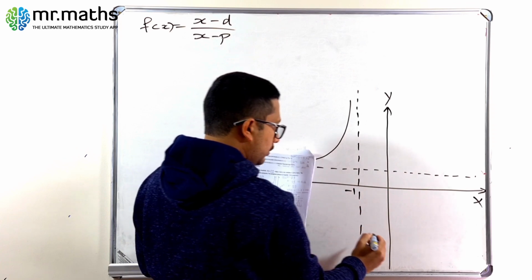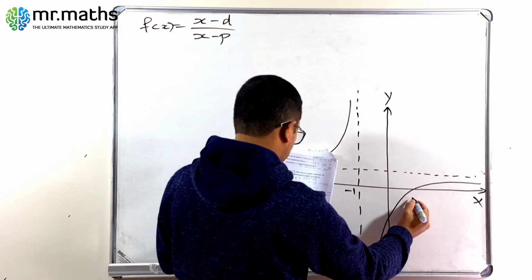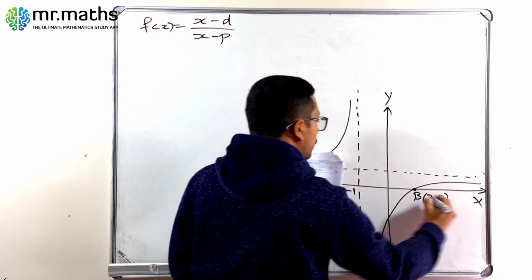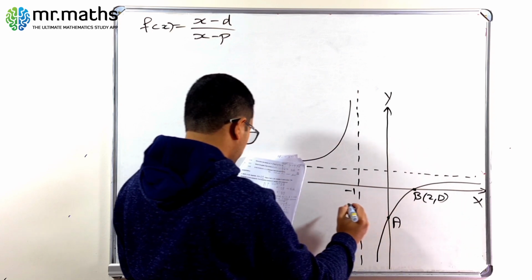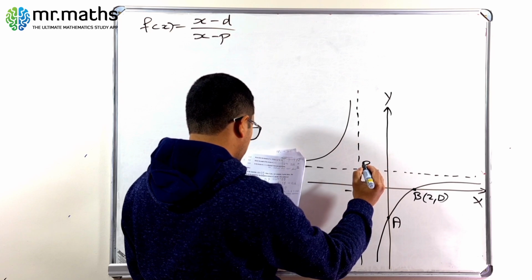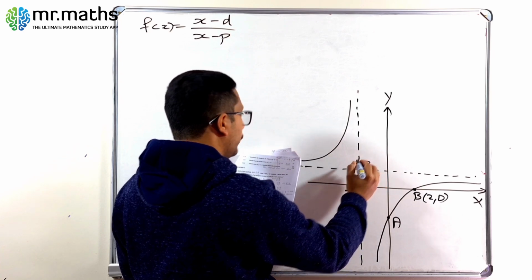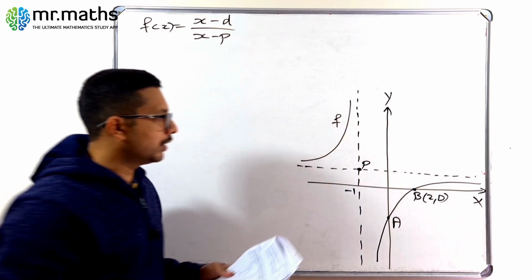Then there is a, and this point is b (2, 0), and this is the point a, -1, this is the point p, and this point is the y-axis. Okay, so this is the graph of f.